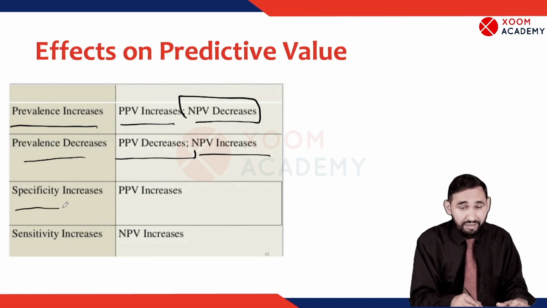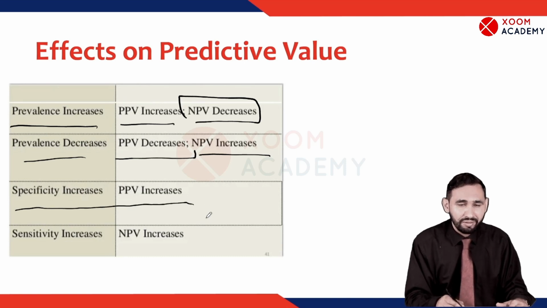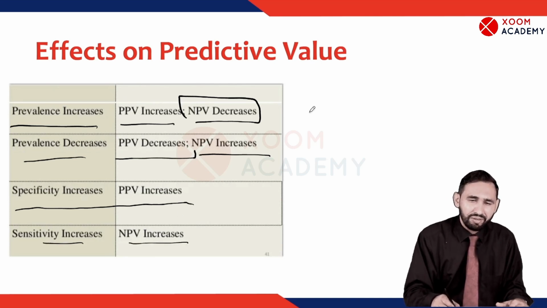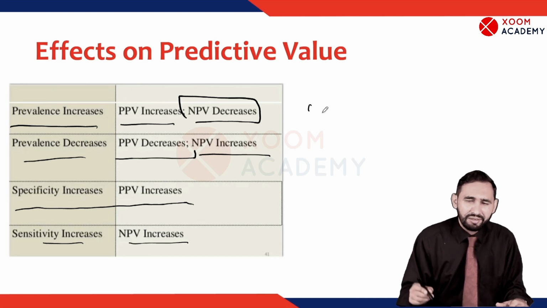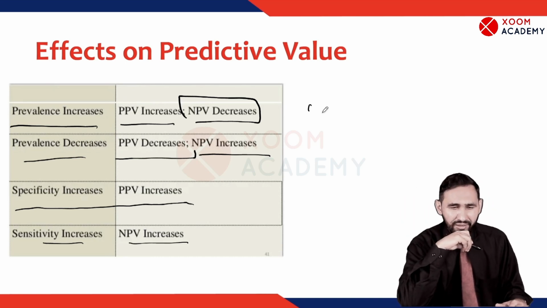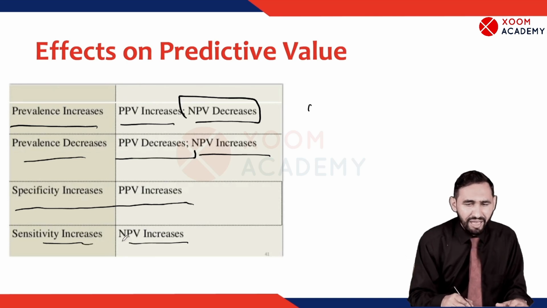When sensitivity increases, positive predictive value increases. When specificity increases, positive predictive value increases. When sensitivity increases, negative predictive value increases. Why? Because sensitivity is showing those who are diseased. When it is increasing, automatically the number of positive ones is increasing. And sensitivity increase also increases negative predictive value.